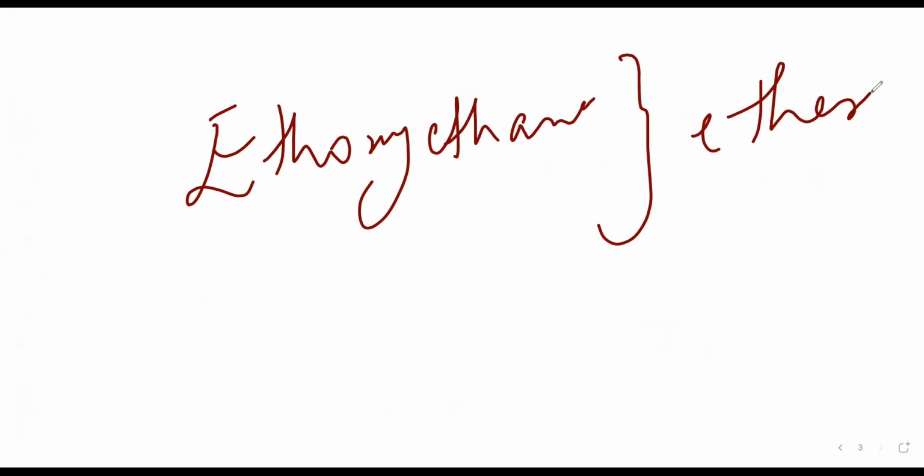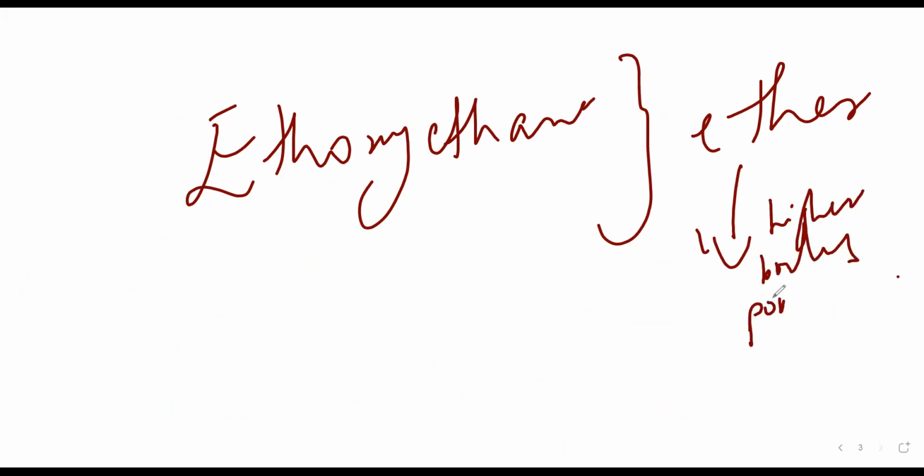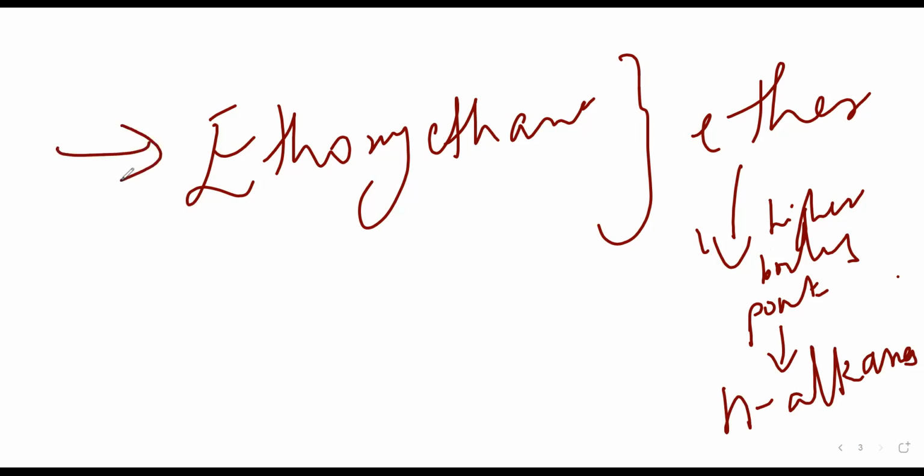Yes. So ethers have a higher boiling point compared to N-alkanes. Correct? Yes. Now, I also know one thing. This is my one point. And my second point here is what? Ethoxyethane, I told you it's an ether. So it is having a higher boiling point compared to N-alkane.